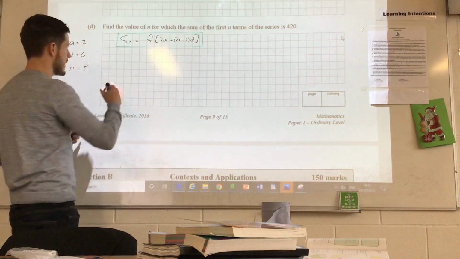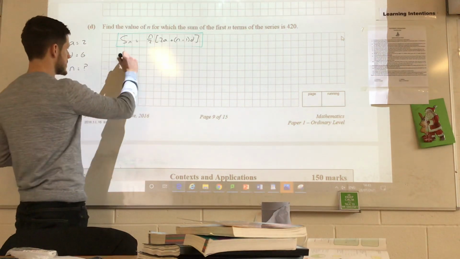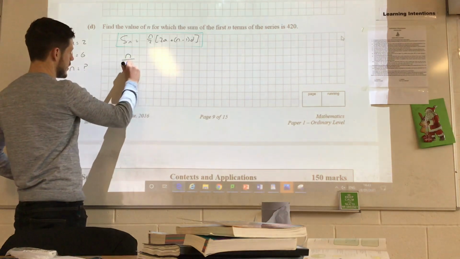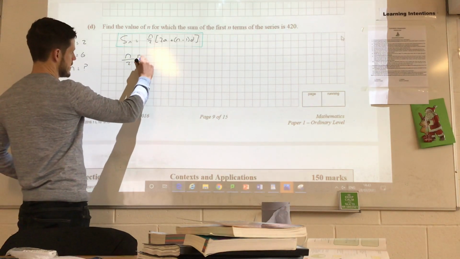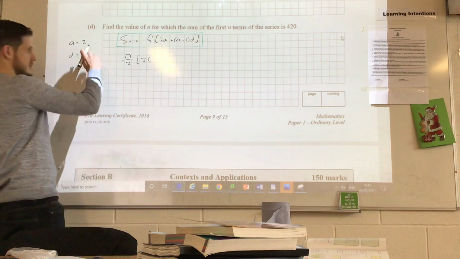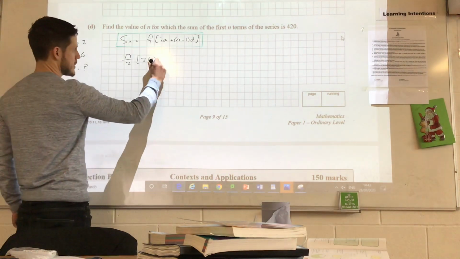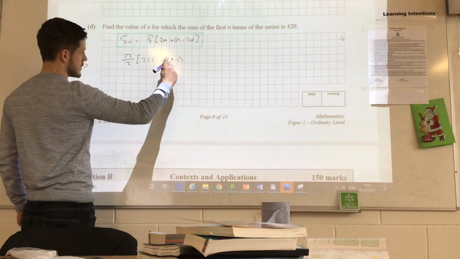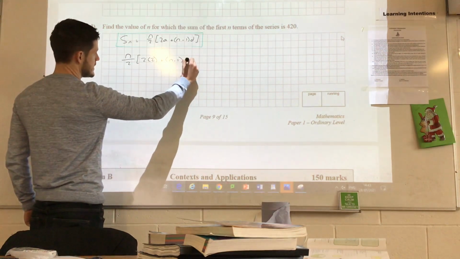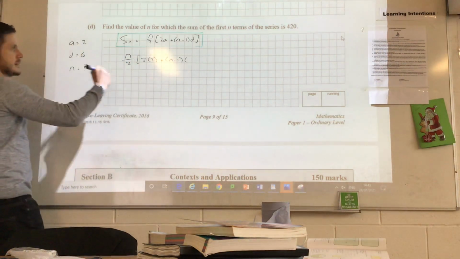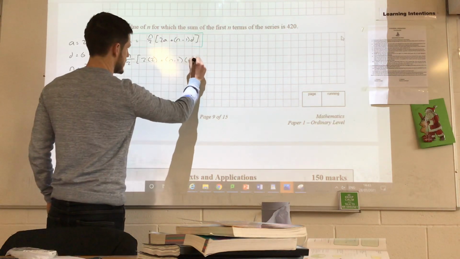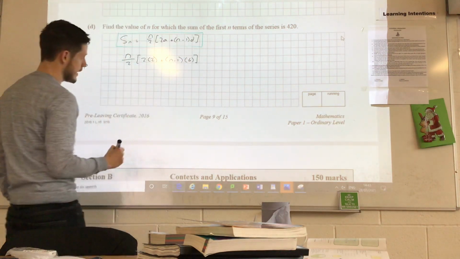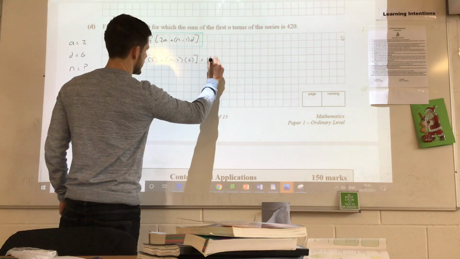So let's start off with n. We don't know what n is, so we're going to leave it as n, figuring that out, over 2. Bracket, 2 times a. Well, a is 2. That's given to us in the previous part. Plus n minus 1. Don't know what n is, so we're going to leave that there. Times by d. And d is 6. Given to us in the previous question. Close my brackets. And that's all equal to 420.